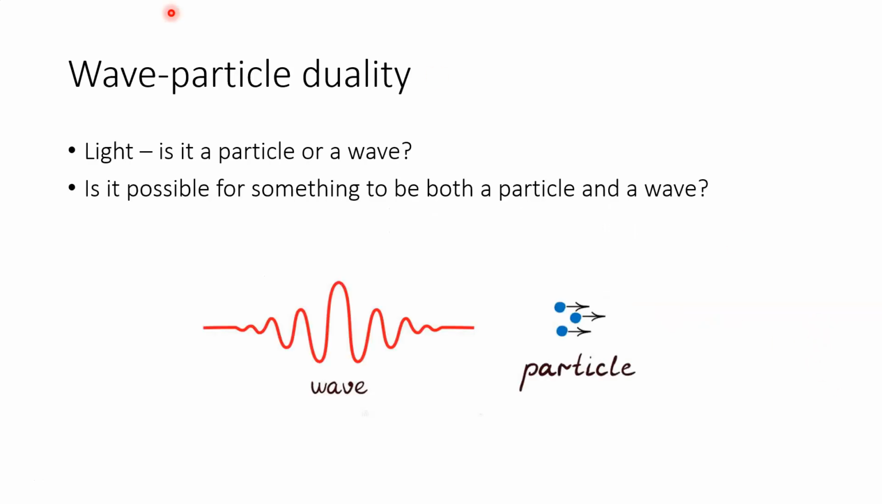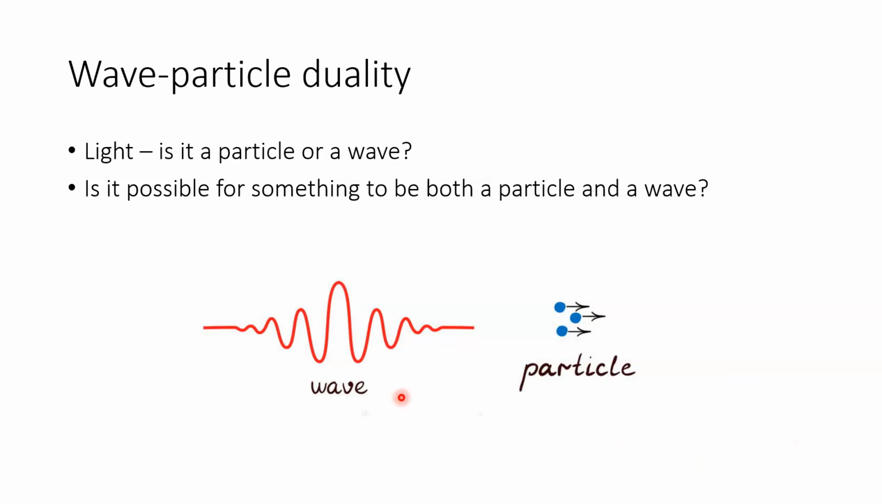So first I want to talk about the wave-particle duality of light. Would we call light a particle or a wave? And is it possible for something to be both a particle and a wave? And when would something be acting as a wave and when would something be acting as a particle?